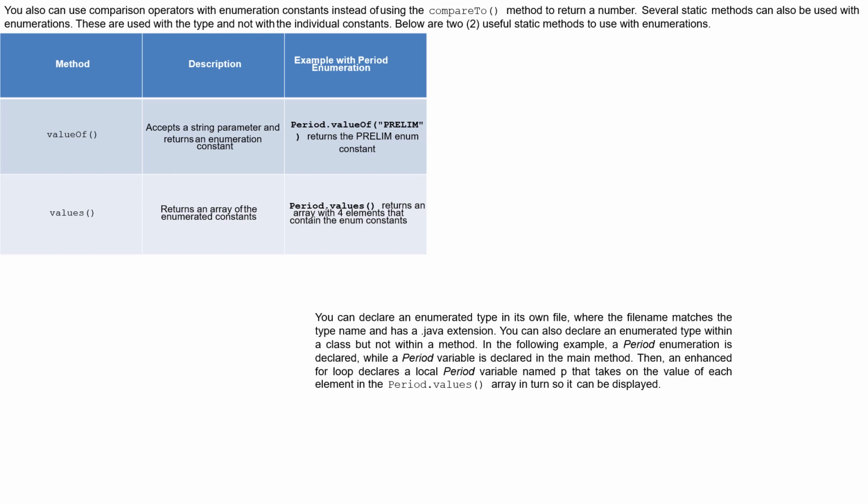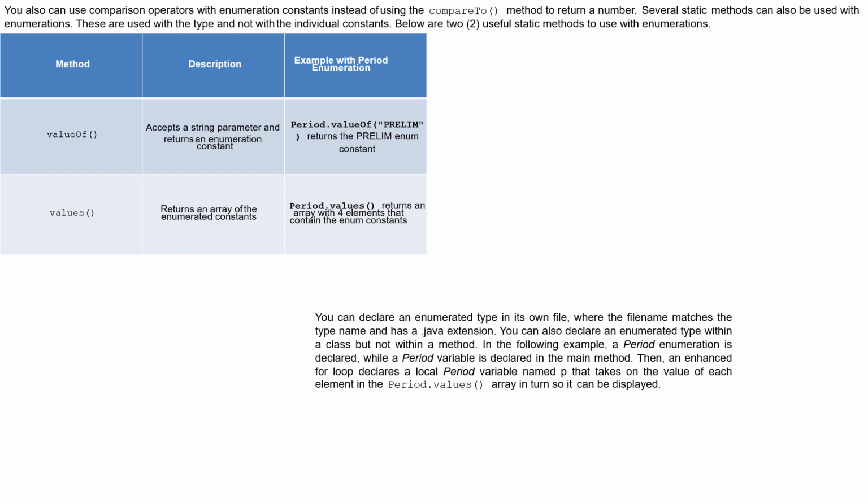Several static methods can also be used with enumerations. These are used with the type and not with the individual constants. Below are two useful static methods to use with enumerations. The valueOf method accepts a string parameter and returns an enumeration constant. The values method returns an array of the enumerated constants.